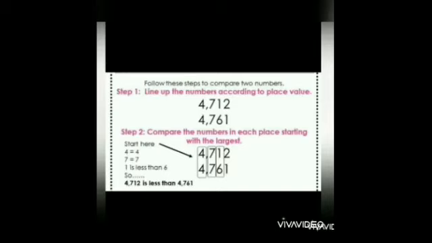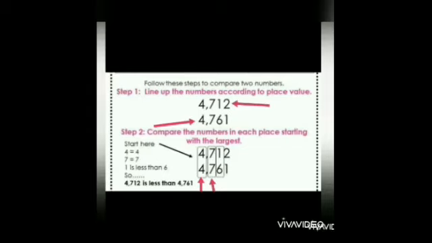First of all, we'll line up the numbers according to place value. The first number is 4712 and the second number is 4761. We'll start the comparison from the column of thousands. Both the numbers have digit 4 in the column of thousands, so there is no difference. Then we'll move to the column of hundreds. Here both the numbers have digit 7 in the column of hundreds. Here also we cannot find any difference.